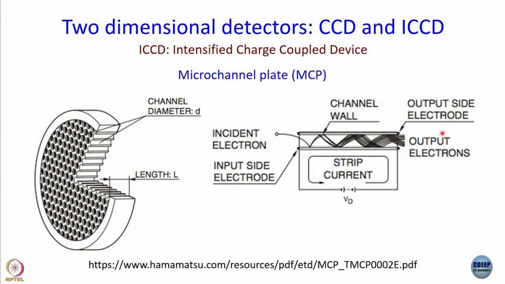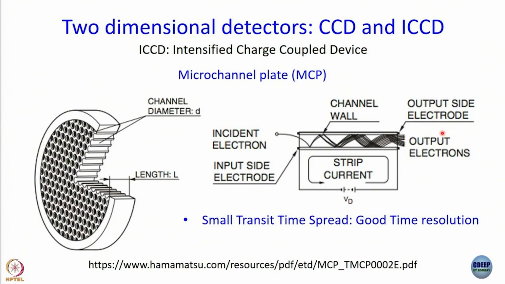The typical amount of amplification of course depends on what kind of CCD you use. It is something like 10,000, 40,000, something like that. A very large level of amplification can be observed here. The reason why MCPs are very attractive is that, to start with, they have very small transit time spread.